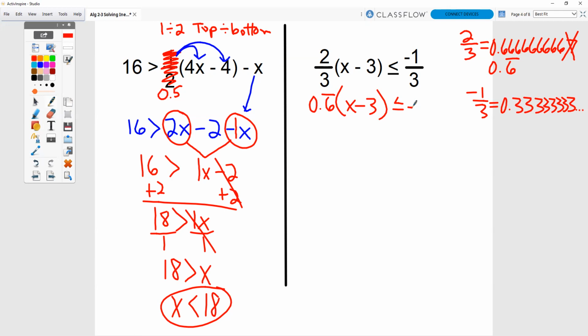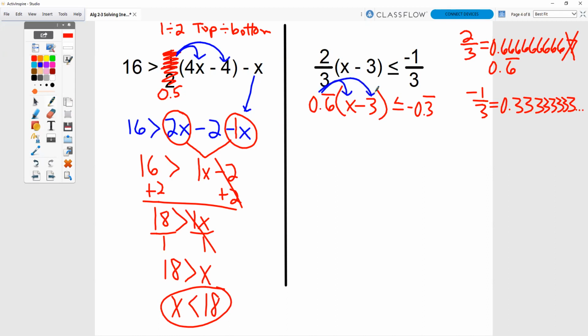So I can write -0.3 repeating. Again, when you go to type that into the calculator, -0.333, at least use 10 of those 3s. Don't just use 0.3.